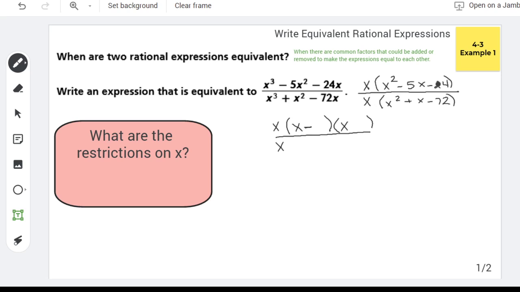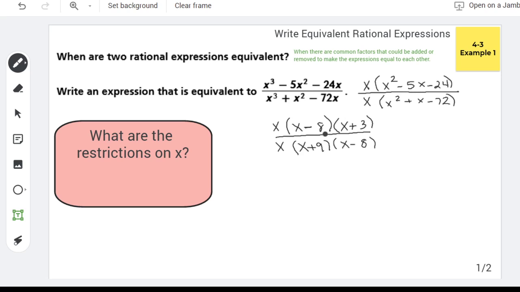My second sign's a negative, so to get a negative 24, I have to have opposite signs. Then I ask myself, what multiplies to make 24 and subtracts to make 5? I get 8 and 3. Now I'm going to factor the expression down below. Again, I'm going to use the double bubble method because it's a 1 in front of the x squared. My first sign is a plus, and to get a negative 72, I have to have a minus. So what multiplies to 72 and subtracts to make 1? That's 9 and 8.